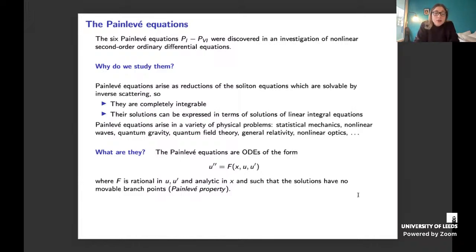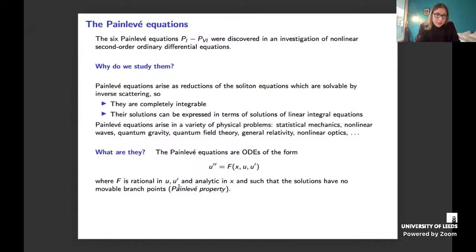It was a question of a classification of ODEs. The question was, which second order ordinary differential equations of this form, the second derivative of u equal to a certain function f of x, u, u prime, such that f is rational in u and u prime and analytic in x, have the property that the solutions have no movable branch points? This is known as the Painlevé property, meaning that the location of the multivalued singularities does not depend on the initial condition.